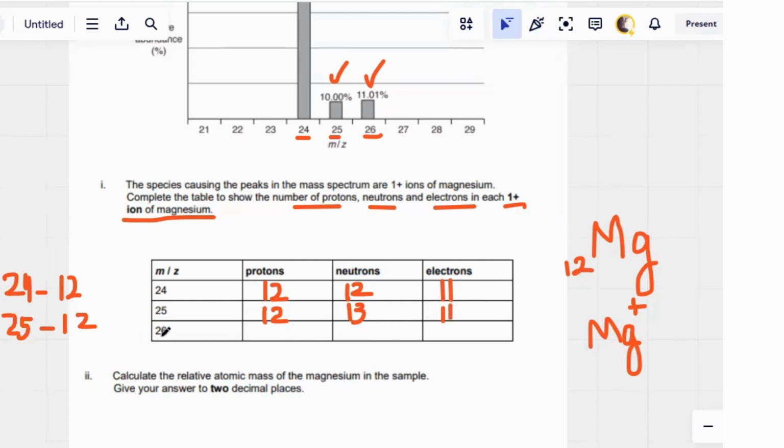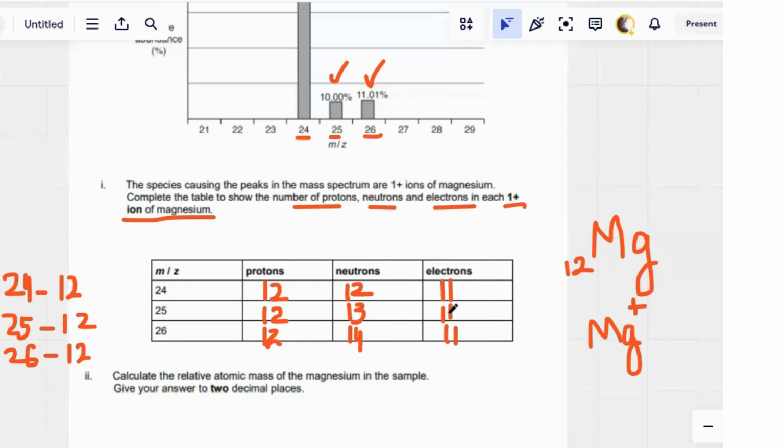And in the case when we have the mass number 26, the number of protons would be 12 because 12 is the atomic number of magnesium. The number of neutrons would be the mass number minus the number of protons, 26 minus 12, so here we have 14. And for the same +1 ion of magnesium, the number of electrons will be 11.